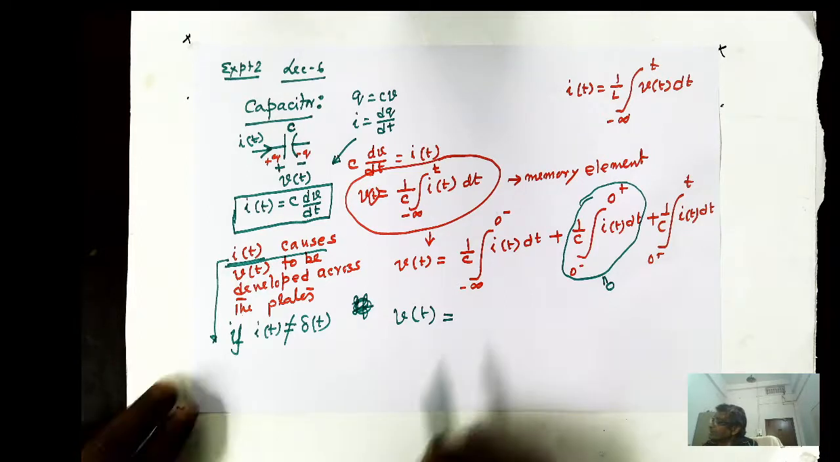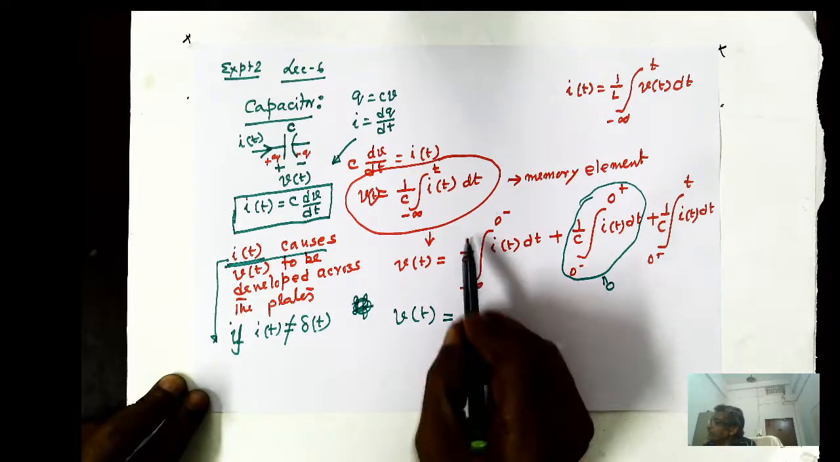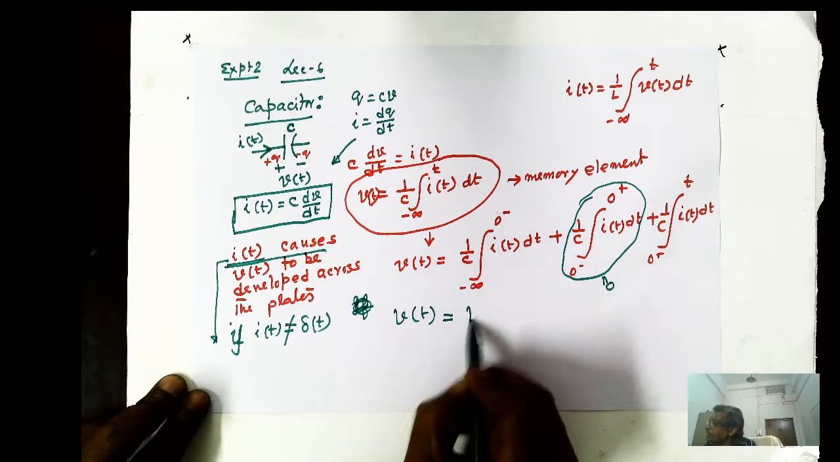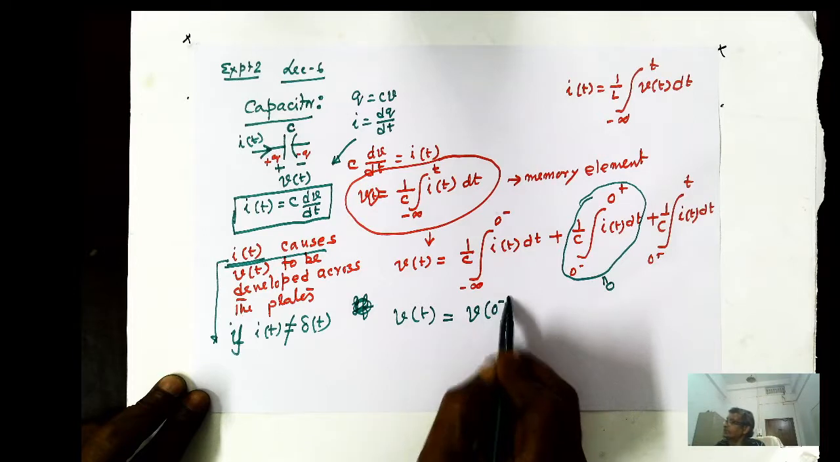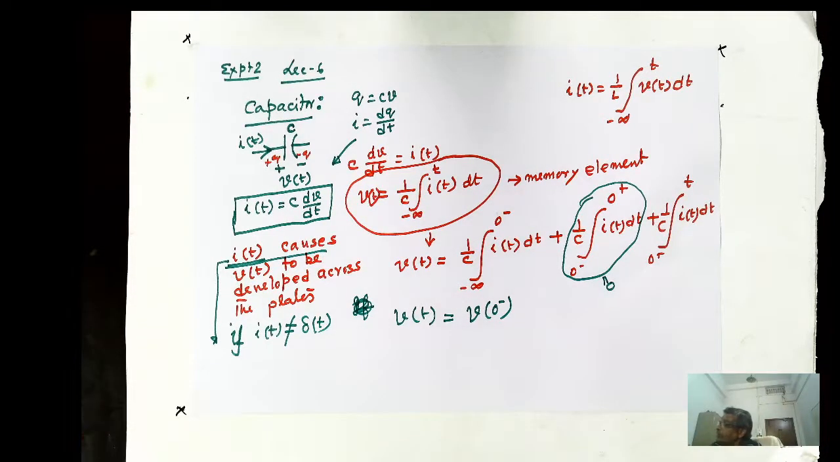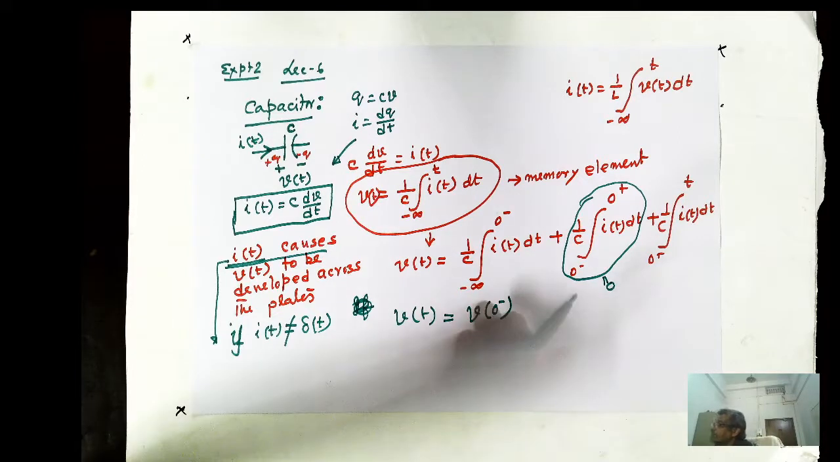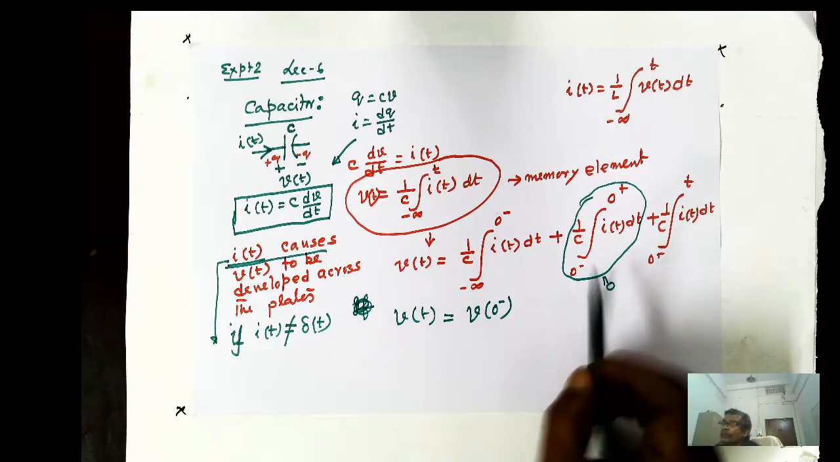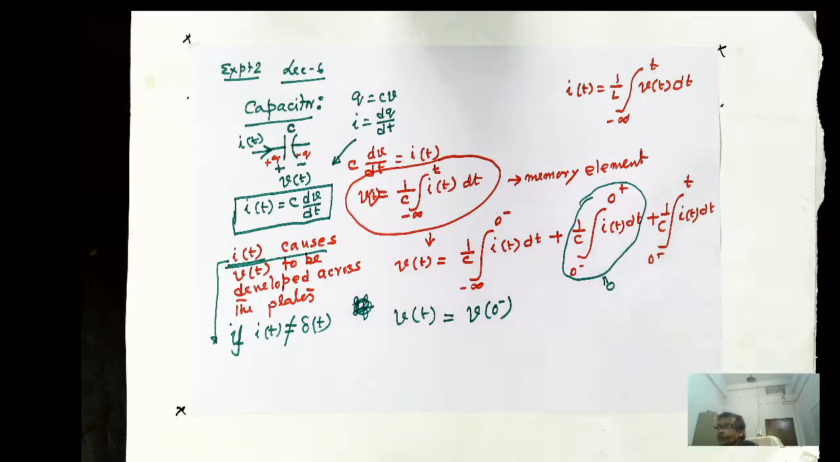Therefore, you can easily see the first term is minus infinity to 0 minus, so this must be the voltage developed across the plates of the capacitor for previous currents up to time t equal to 0 minus. And from 0 minus to 0 plus, this integral has to become 0 because there is no impulse, so it is a reasonable function, including a steep rise in current from one finite value to another.